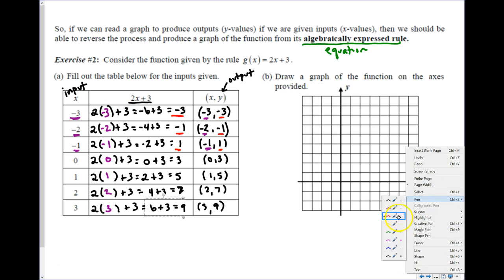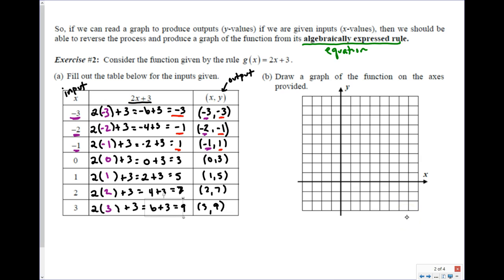So I'm going to plot them with green. My first one, -3, -3, so I go to the left 3, and then I go down 3. So that's my first point. The next point, -2, -1, there's my second point. Check.